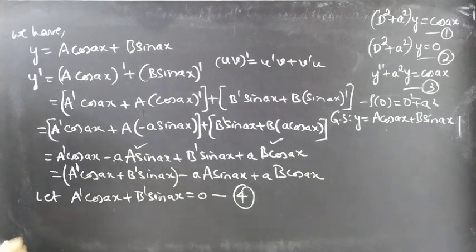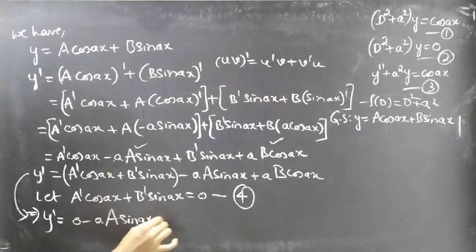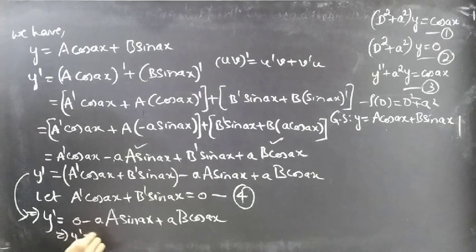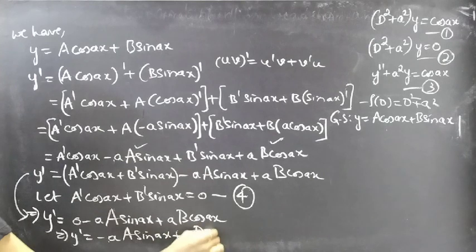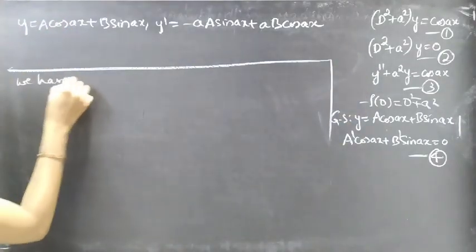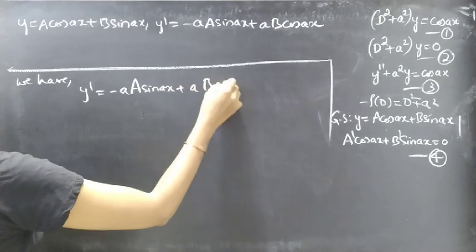Fine, now the above equation becomes y dash equals 0 minus A a sin ax plus B a cos ax. Then y dash equals minus A a sin ax plus B a cos ax. Now we got y dash. Now we need to find y double dash. We have y dash equals minus A a sin ax plus B a cos ax.